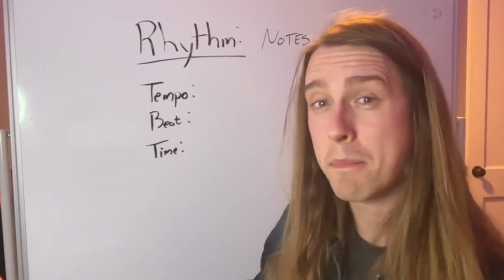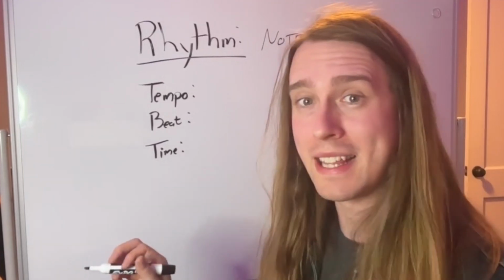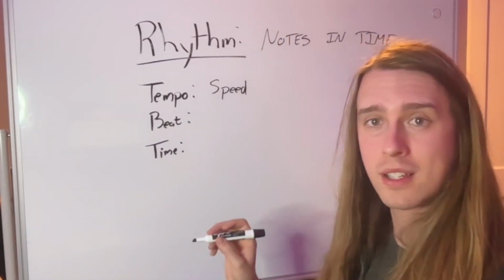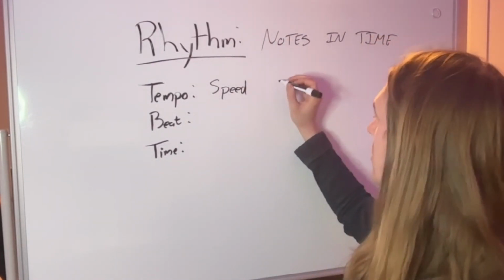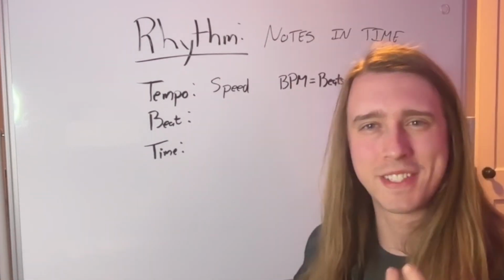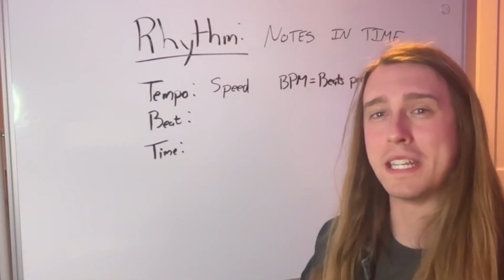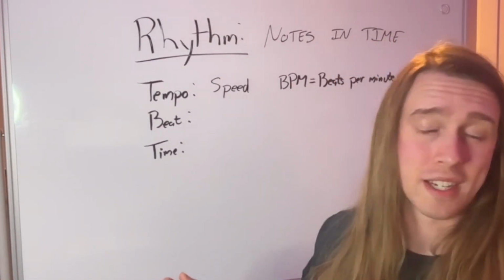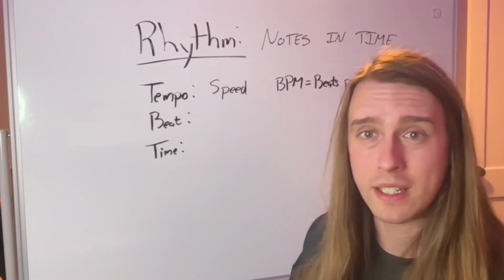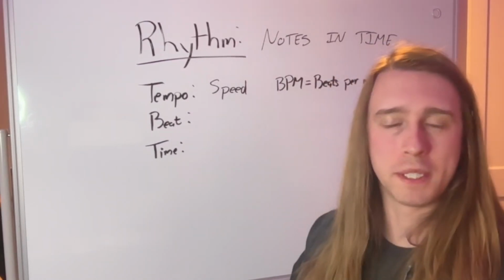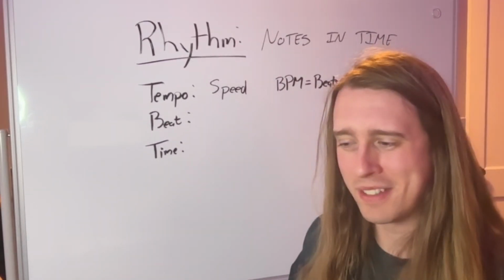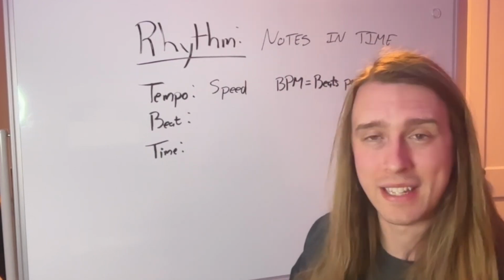So, tempo. What's tempo? Tempo is speed. That's it. In modern music, it's measured in BPMs, which stands for beats per minute. If it's at 60 BPM, each beat is a second long, right? Because there's 60 seconds in a minute. If it's 120, it's going to be half a second per beat. If it's 80, it's going to be slightly faster than every second per beat.